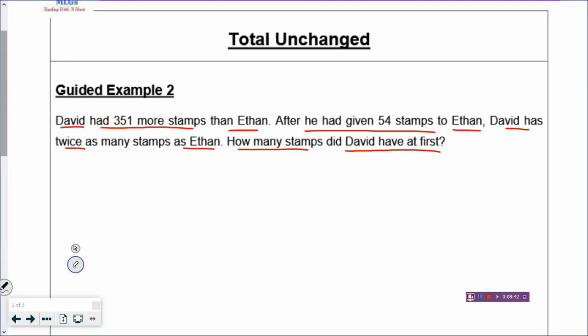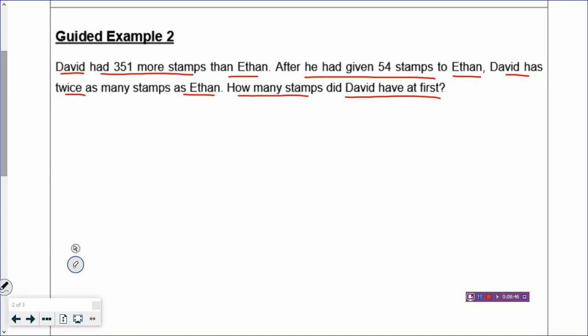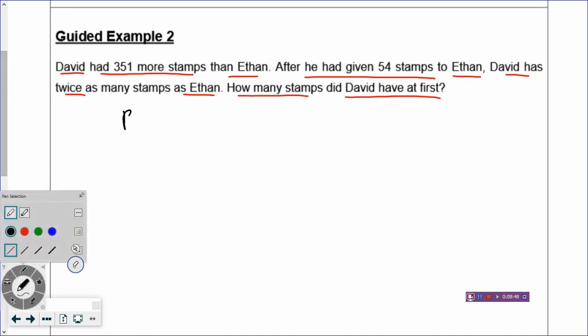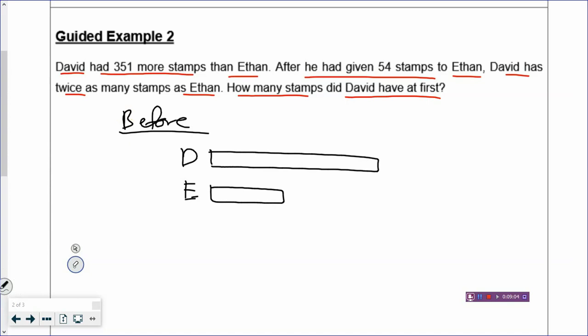Alright, and we can still draw the model, right? Okay, so let's draw the model. Now, focus on the first sentence. When you draw the model, you always start from the beginning to the end. So David had more than Eden. And when you draw your comparison model, draw a long rectangle for David and a short rectangle for Eden. Why? So that you can see the difference very clearly.